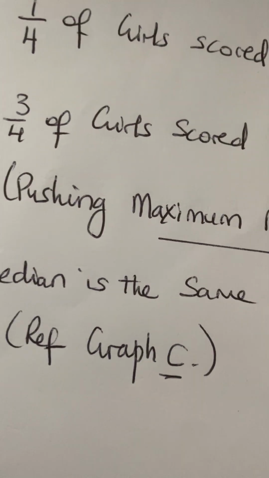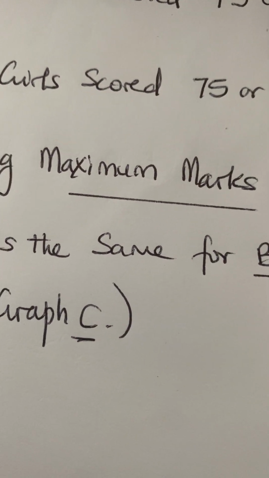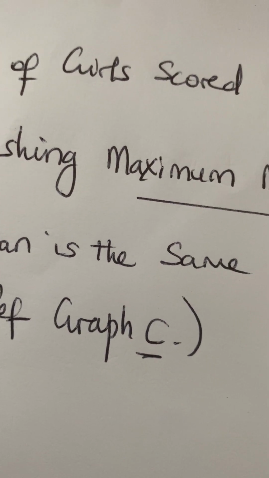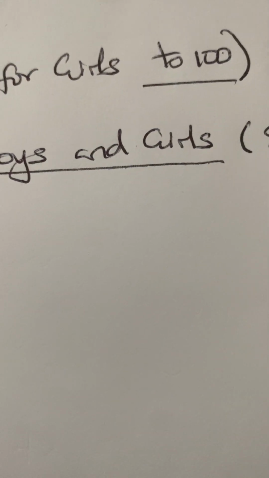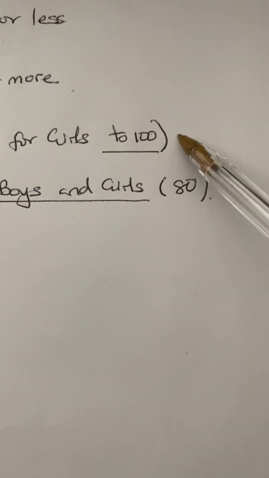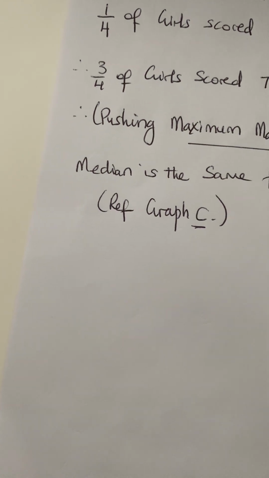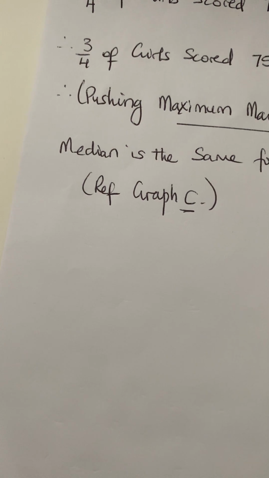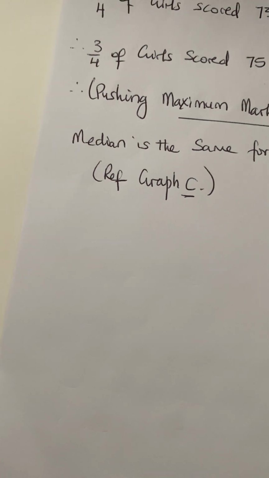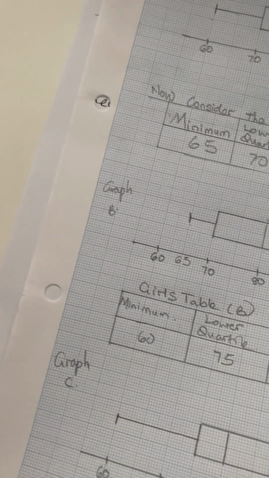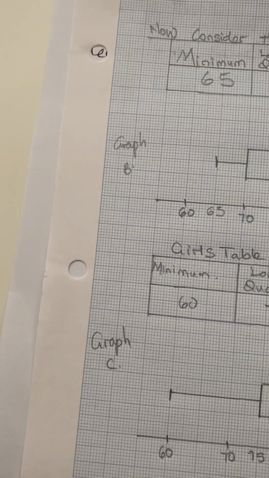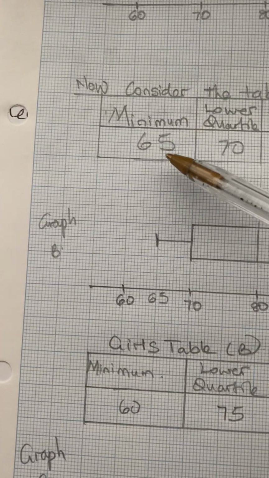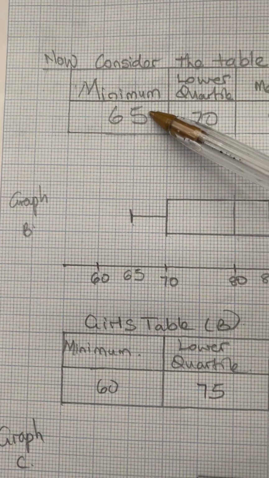So 3/4 scored 75% or more. Okay, pushing the maximum marks for girls to 100. Okay, the median is the same for boys and girls because they're in the same class. Okay, so let's look at what I did here. So with that explanation in mind, okay, this is the girls table now. The minimum for the boys that we did earlier is 65.